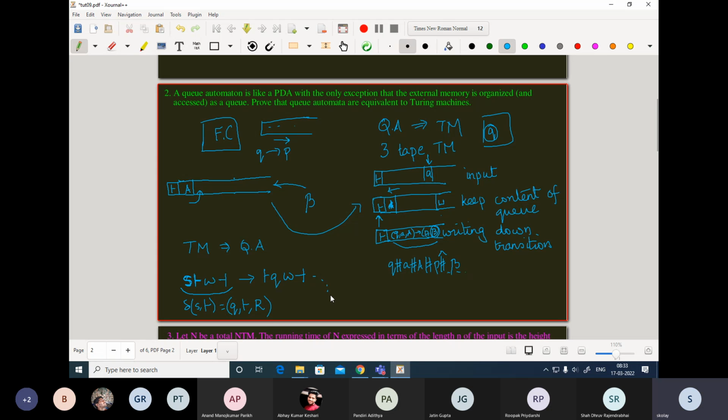And I keep doing this up to a certain point when I have the left hand marker, maybe some W1, then T, which is my accept state, then some W2, and then the right hand marker. I always maintain the right hand marker after, like, the last non-trivial element is the right hand marker. Let's assume.